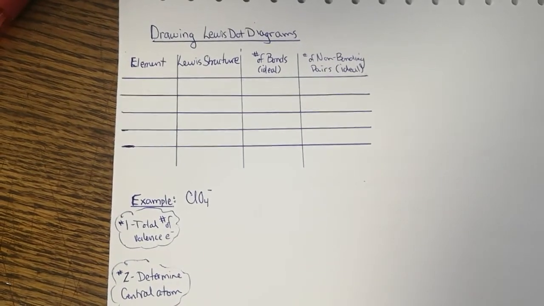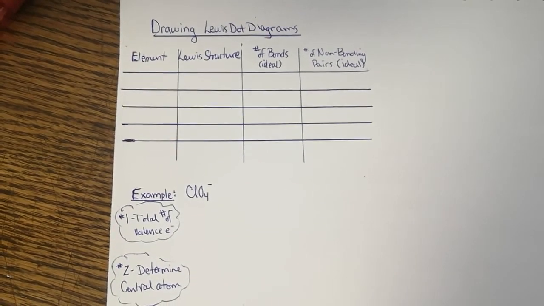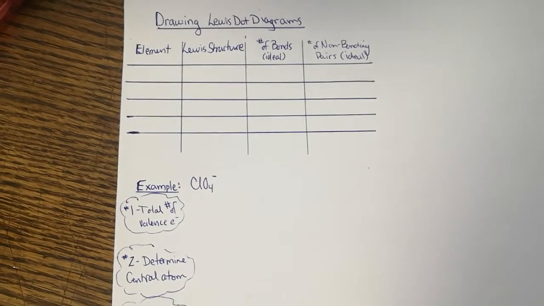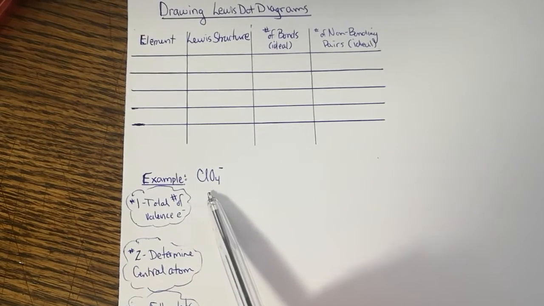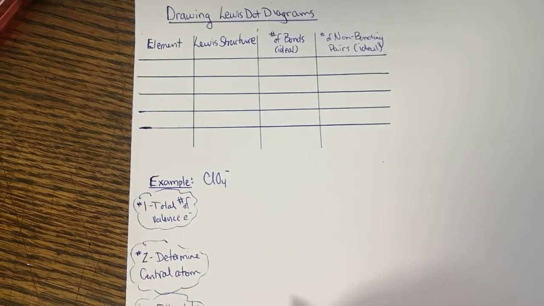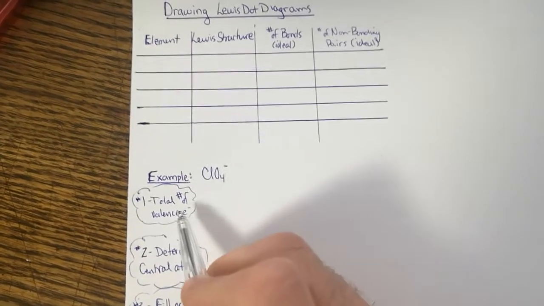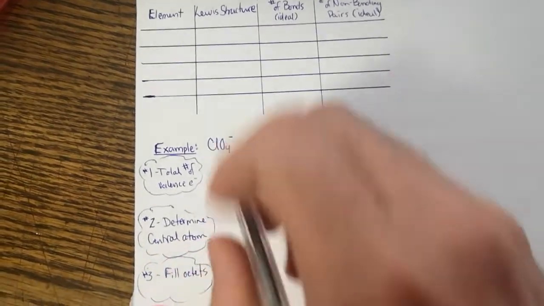Hey, welcome back everybody. Today we're going to be drawing some Lewis dot diagrams for some oxyanions. Those are those charged ions that include oxygen, such as the perchlorate ion. As before, our first step is to figure out our total number of valence electrons.